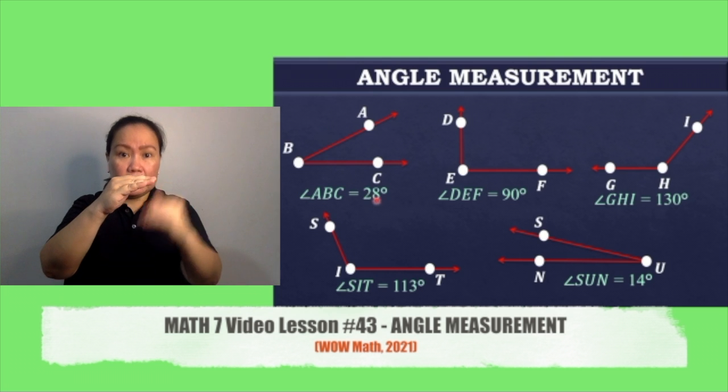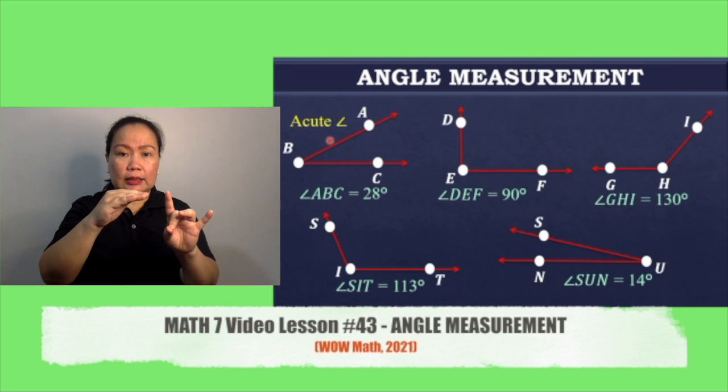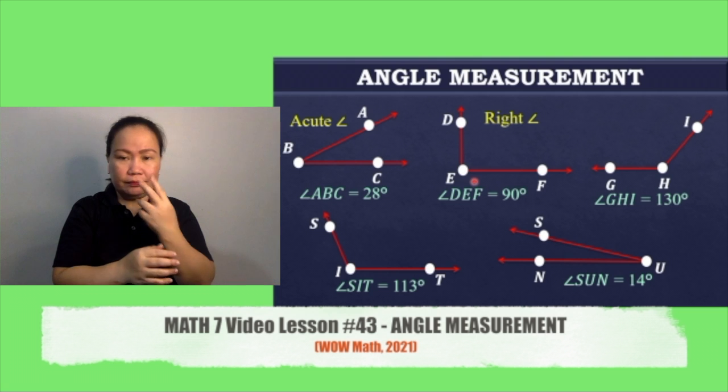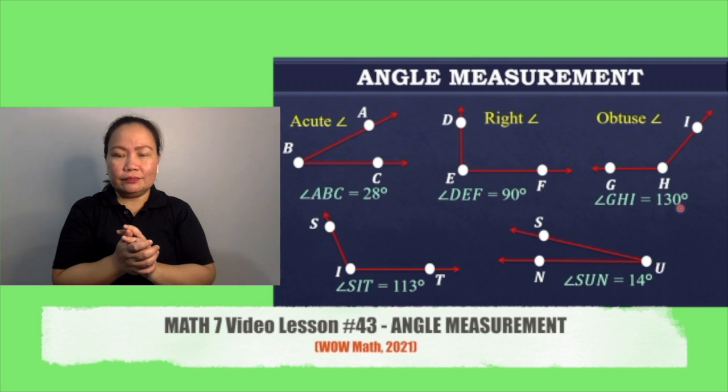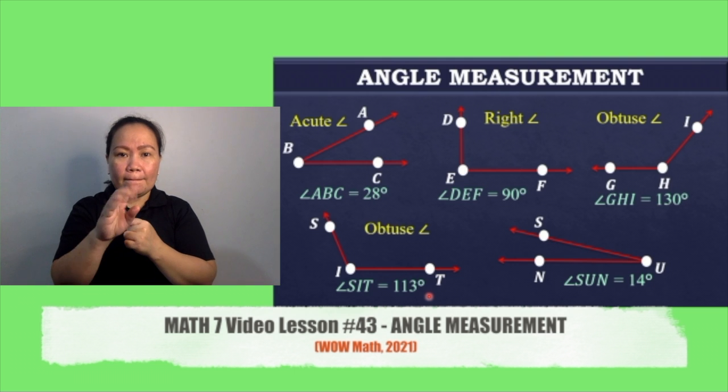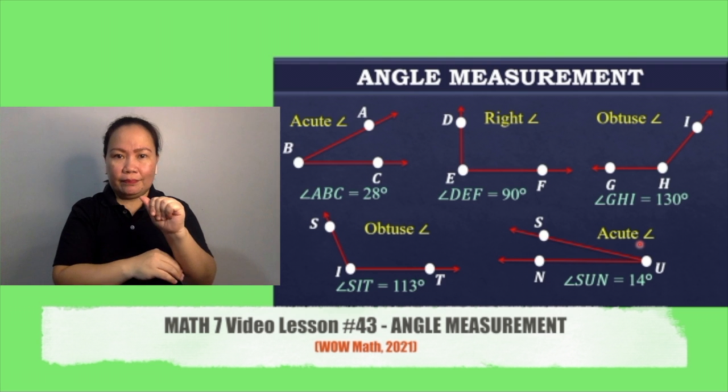Okay, so 28 degrees, this is acute angle. This is right angle. This is obtuse angle. This one is also an obtuse angle. And 14 degrees, this is acute angle.